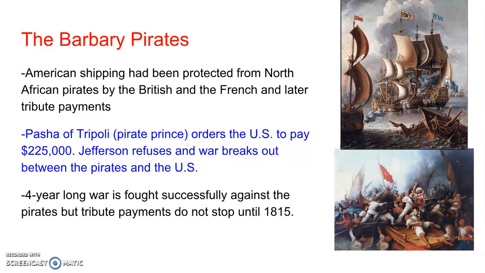Well, the Pasha of Tripoli, their pirate prince, decides to charge us $225,000. He wants to raise the price. Jefferson just flat out says, I'm not going to pay this. So, the Pasha declares war on us. We go to war with these pirates. We're fighting a very successful war for 4 years and everything. We're winning, but we still end up paying tribute till 1815 when we send another naval fleet out there and we finally squash the pirates and everything, and it ends.